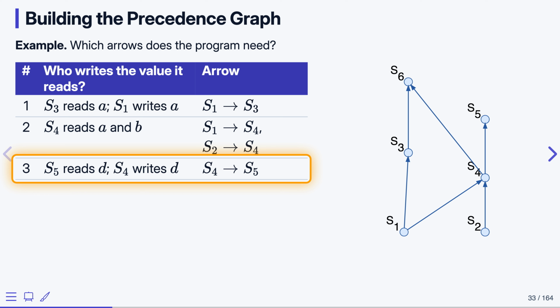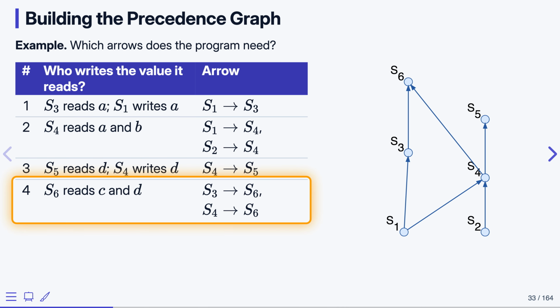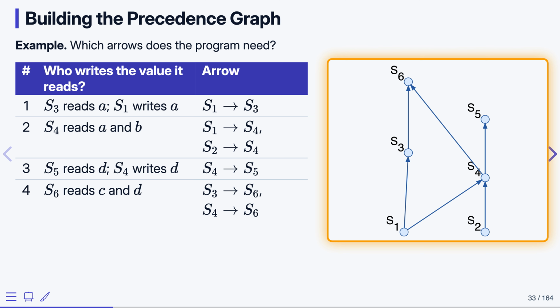Step 3. Statement 5 reads D. Statement 4 writes D, so we draw an arrow from S4 to S5. Step 4. Statement 6 reads C and D. Statement 3 writes C, and statement 4 writes D, so two arrows go into S6, one from S3 and one from S4. That is 6 arrows in all, and the picture beside the table shows every one of them.